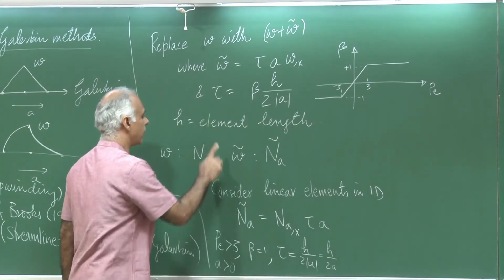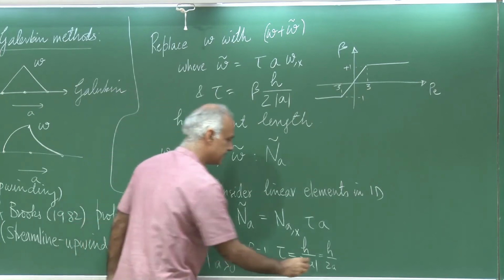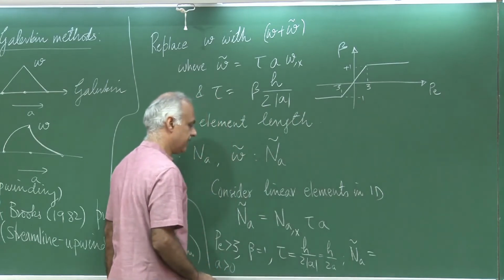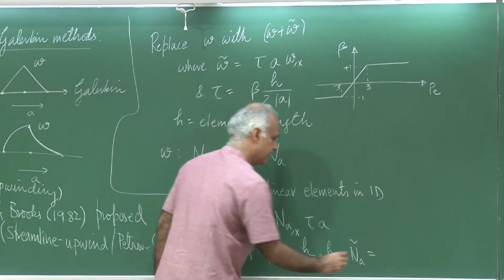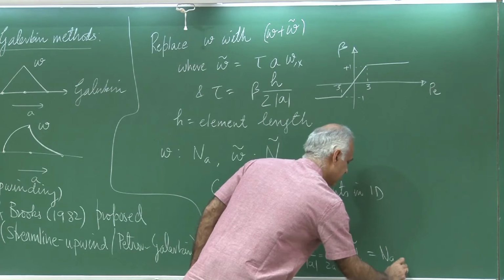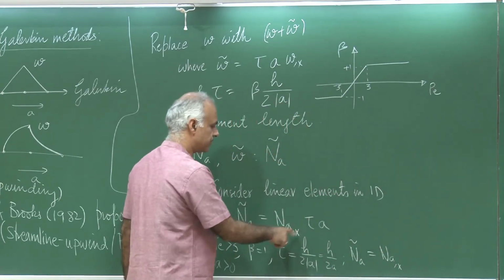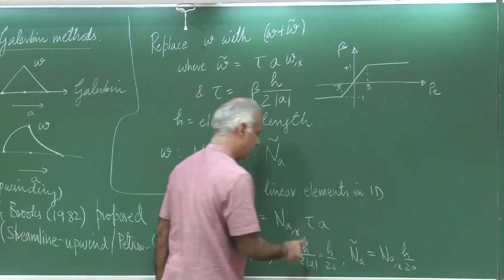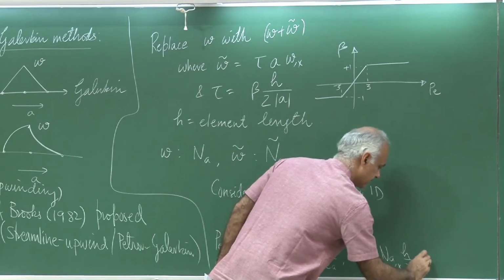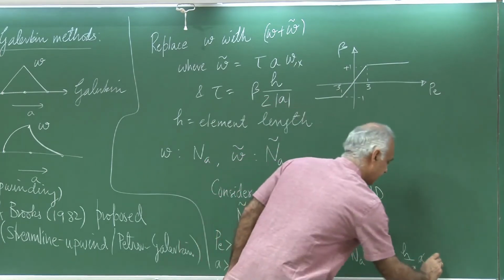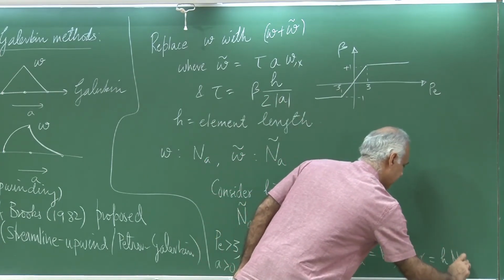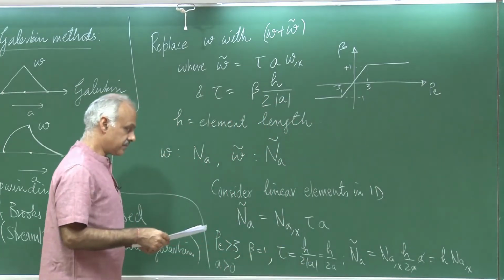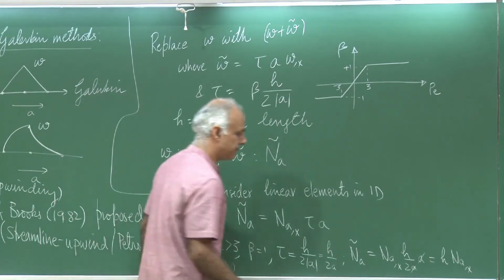Now, I can compute what is NA tilde. So, NA tilde, as you can see, is going to be given as NA comma x times tau, which is h by 2A, times an A. So, I simply get this as h times NA comma x, by 2.